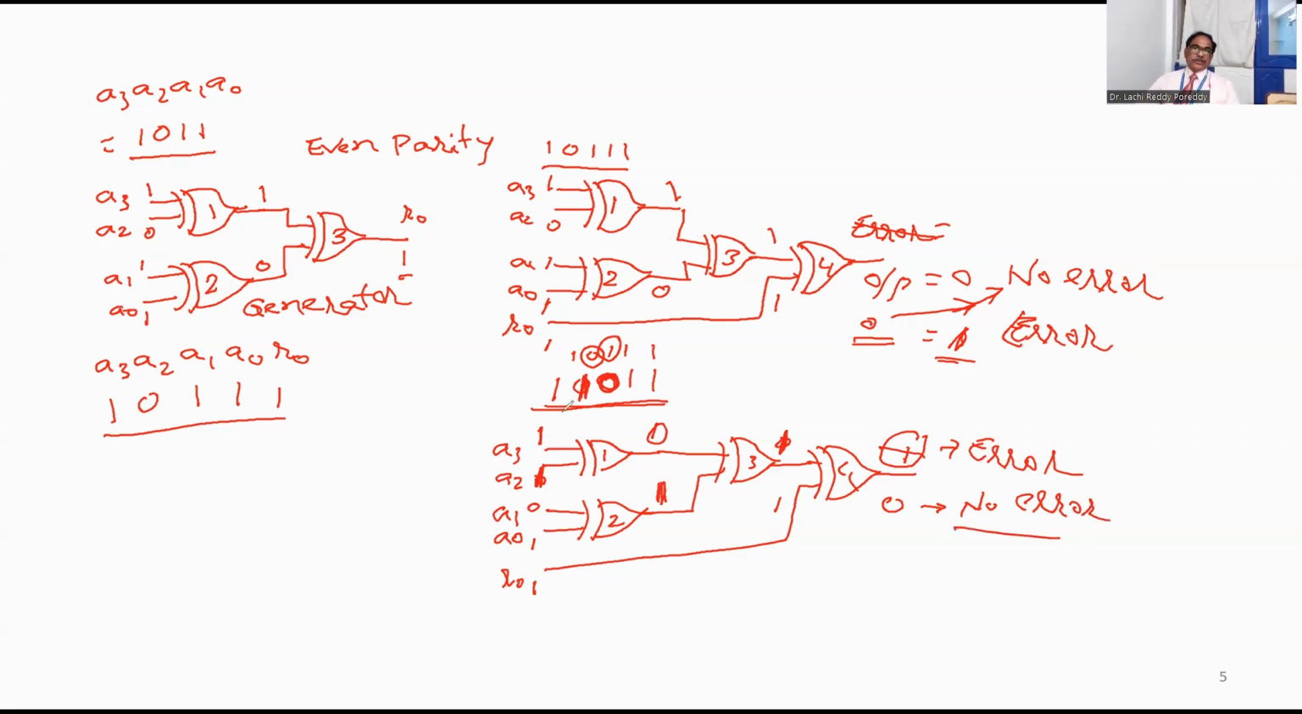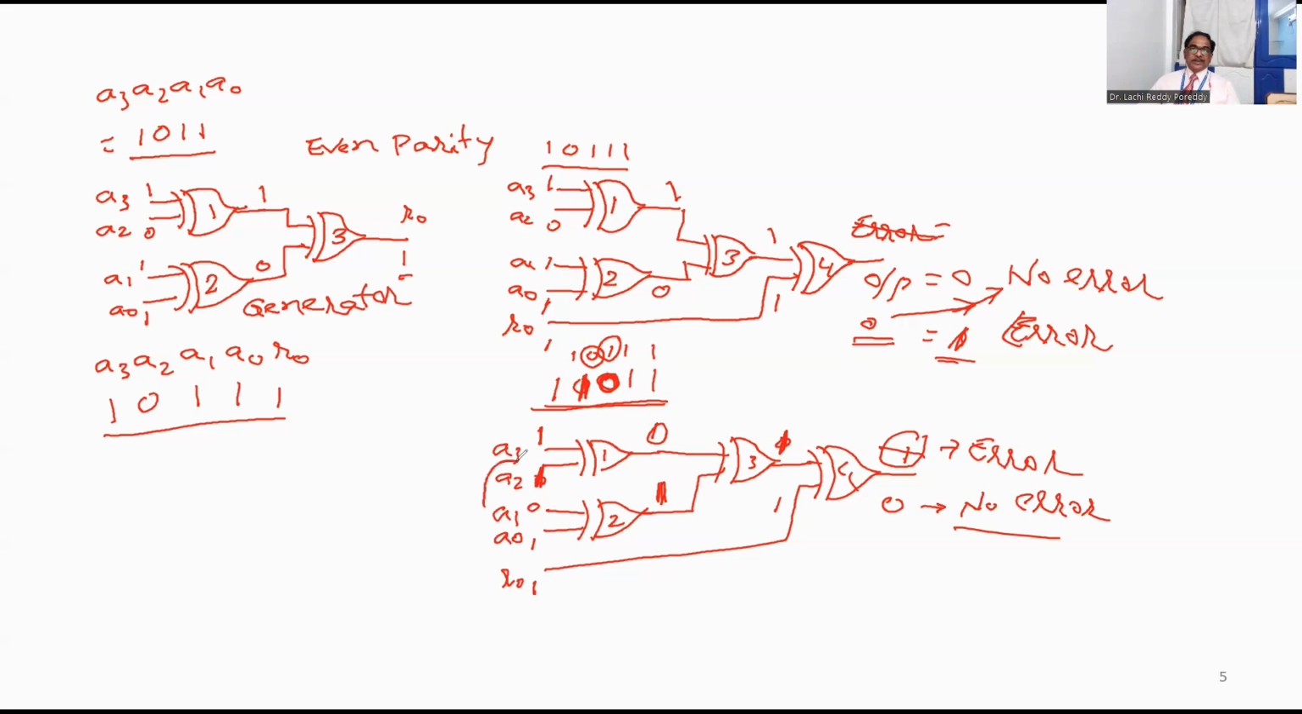And even if we observe, we have received an even number of ones: 1, 2, 3, 4 ones we have received. Out of 5 bits, 4 ones we have received. So that means we'll think that there are no errors. But originally speaking, there are 2 errors, A2 and A1.